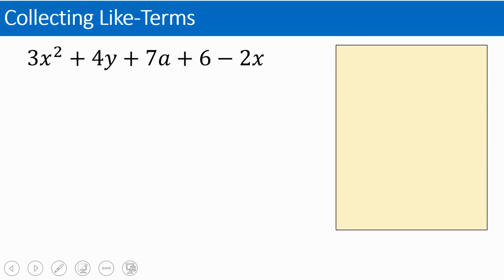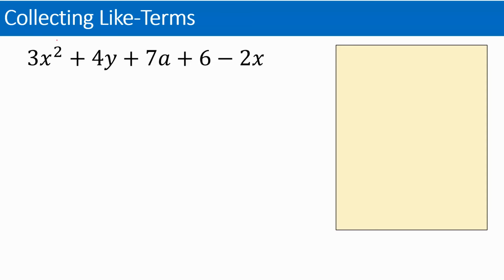All right, here we go. Let's go with collecting like terms. This is exercise 5D. Now, collecting means you're going to gather like terms. You already know what a term is. So we're going to start off with: how many terms do I have in 3x squared plus 4y plus 7a plus 6 minus 2x? How many terms do I have? Yes, Kiwi? 5. How many? 5. So I have what, Kai?